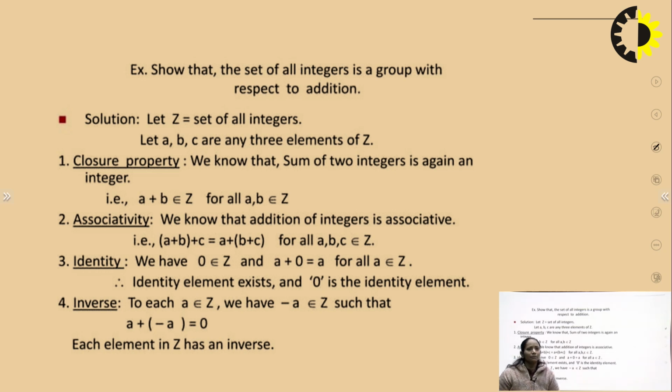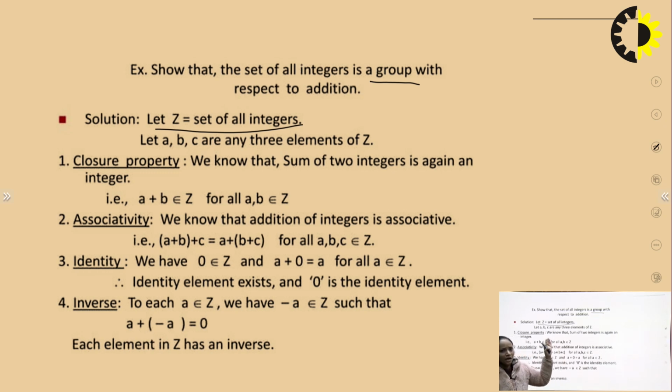So we can take one example: show that the set of all integers is a group with respect to the operation addition. So what is the question? The set of all integers is a group. If we are talking about the group, what properties should we check? Closure property, associativity, existence of identity and inverse. If all 4 properties exist, then it is a group. Otherwise, if any one property does not exist, then it is not a group. So what is the set? The set of all integers, which is represented by Z. So Z is equal to the set of all integers.